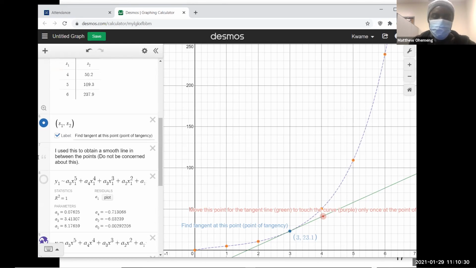And then this one says, I use this to obtain the smooth line between the points. Do not be concerned about this. As you know, with experimental data, it's just points. It's not a graph. It's not a line. It's not like a smooth line. But I did a smooth line so that we can get an approximation of the tangent line. And this is what I'm using to get a smooth line. That's why I said, do not be concerned about this.